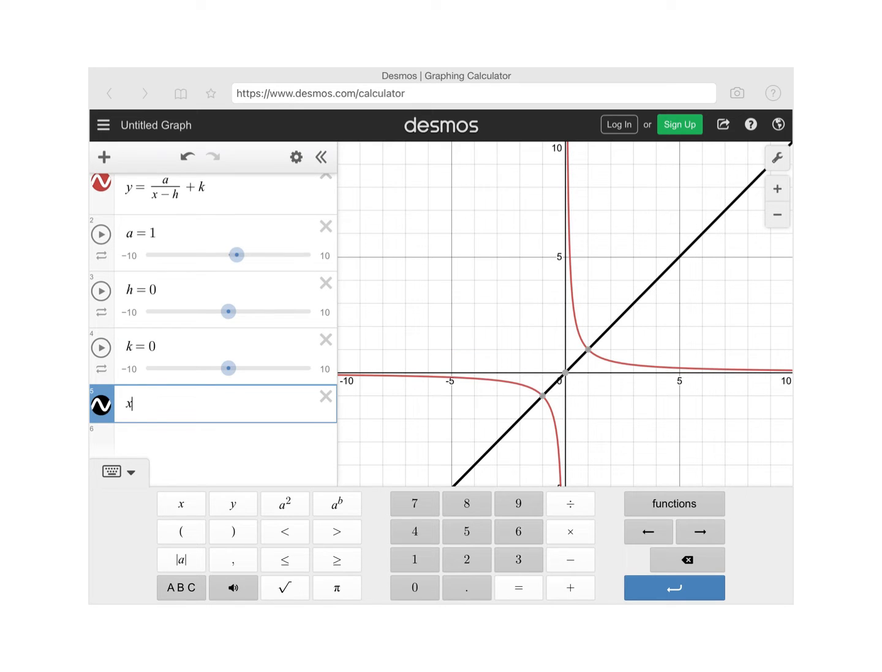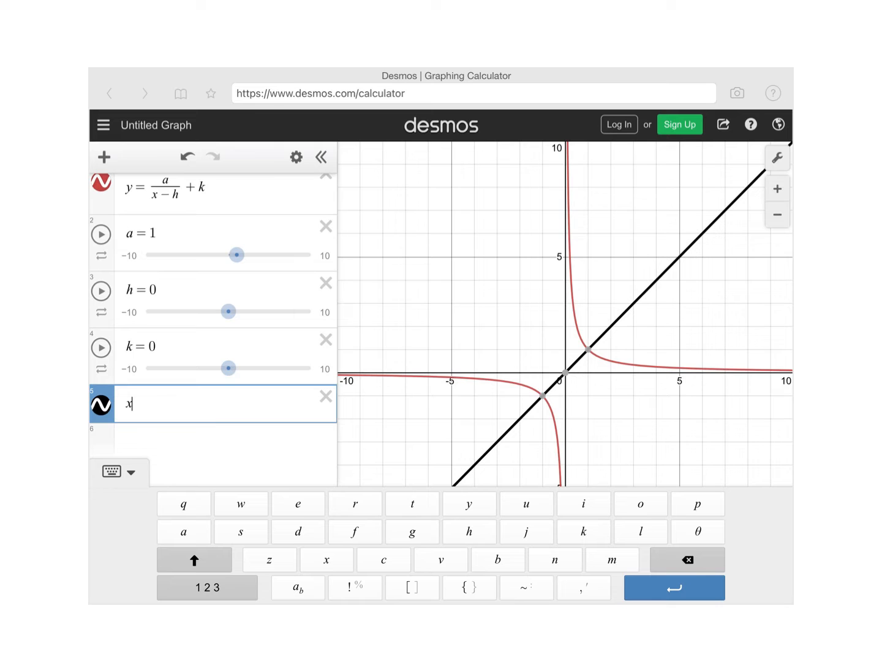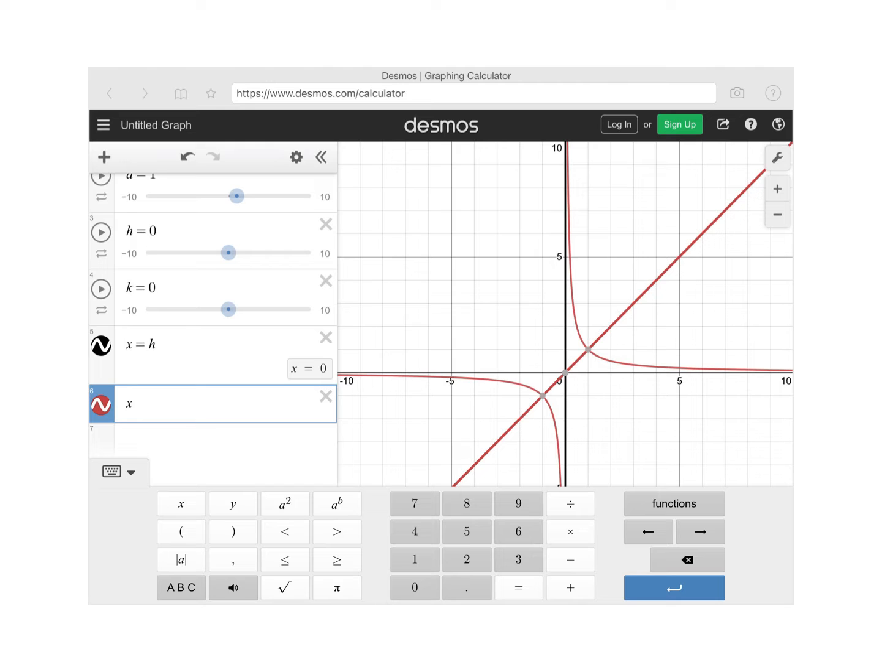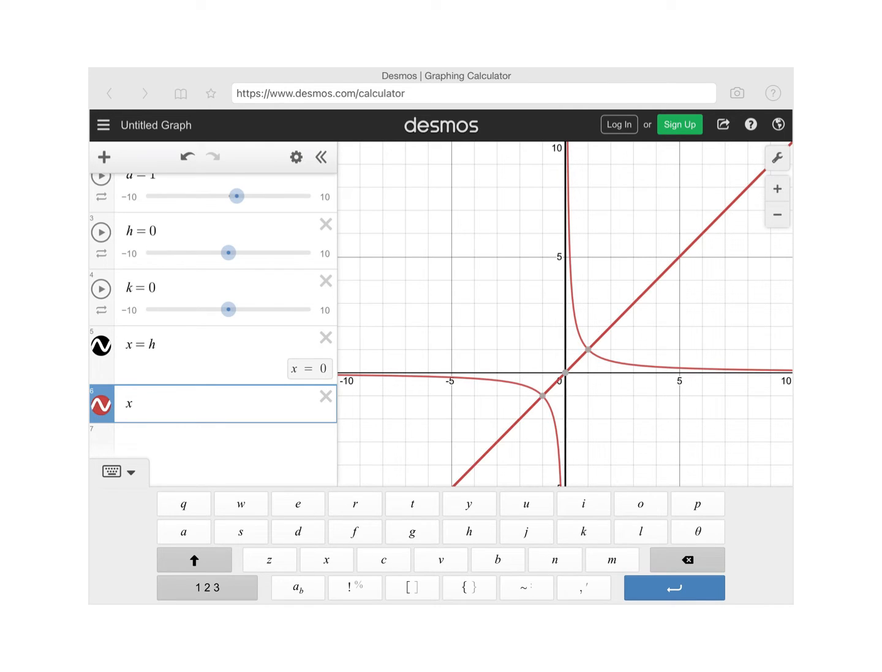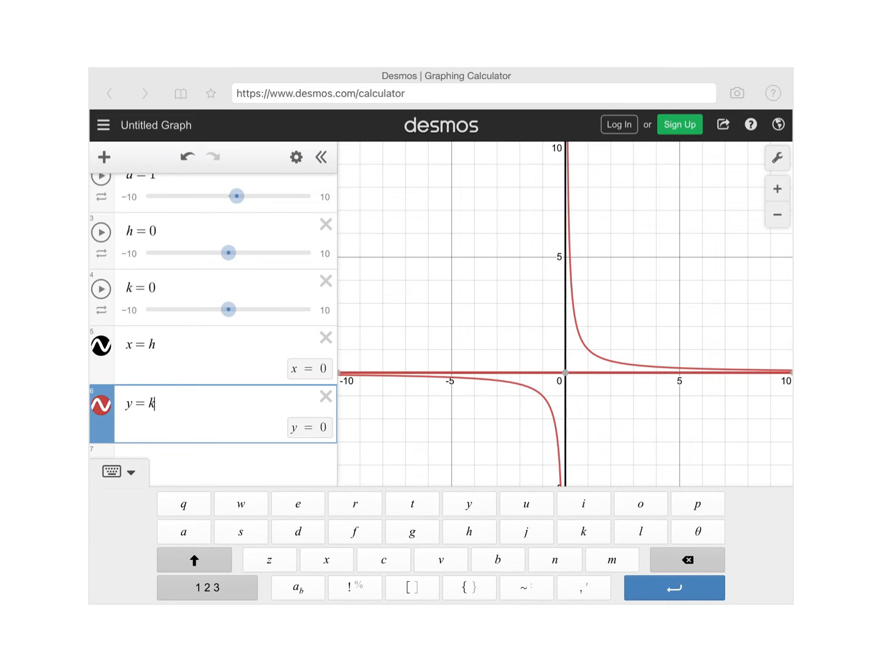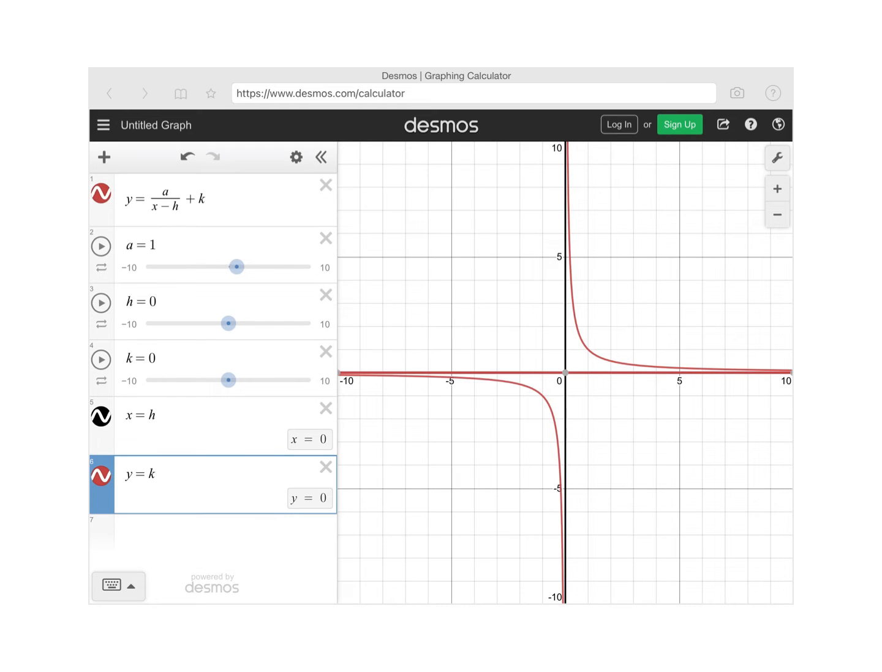Okay, and then I just need these equations to show our asymptotes. Now our asymptotes are based on what makes the denominator 0, so it's x equals h. And the graph can never equal k, so y equals k. And what did k do to the graph? Can you see that okay? Which way did k move the graph? Up and down, right? Okay, so let's see it in action.